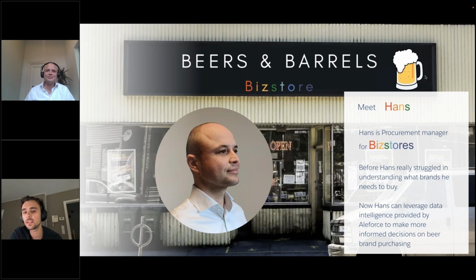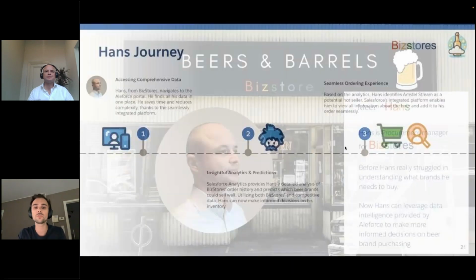So the problem is Hans is procurement manager. Bizstores has over 100 retail stores in Belgium, and it's really hard for him to understand the market. And he really struggles with the volume that he needs to buy, but also what brands are most popular. Now, the good thing is that thanks to Salesforce and the data monetization and the upsell, Hans gets these insights and he will be making much more informed decisions on beer brand purchasing, but also on a very local level, which is really interesting to see. So how does the story look?